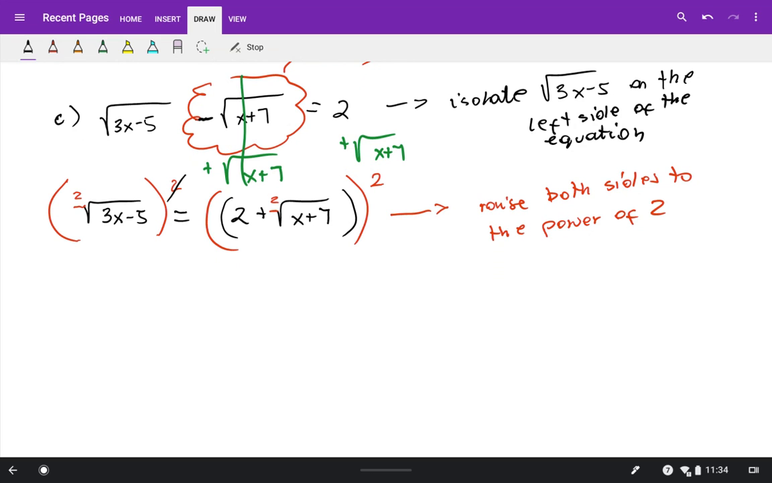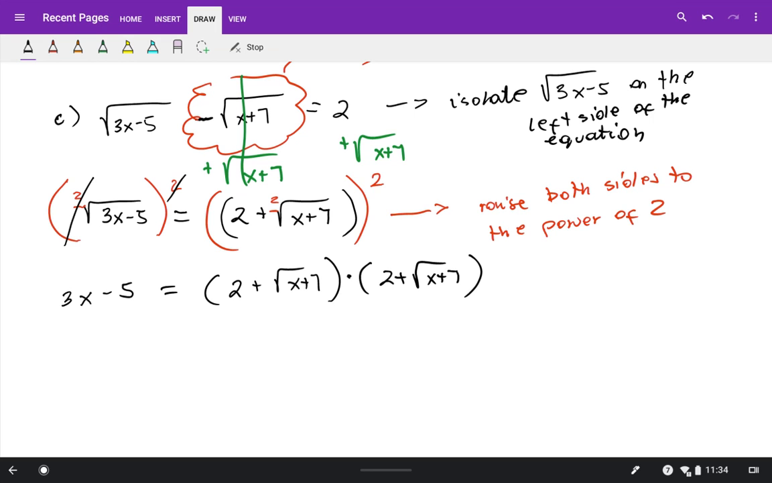So second power and square root undo each other, so we end up with 3x minus 5. So it was easy on the left side. However, here on the right side, when you bring something to a second power, that means you multiply this expression by itself. And there's no shortcut. You need to FOIL. You need to FOIL the right side.